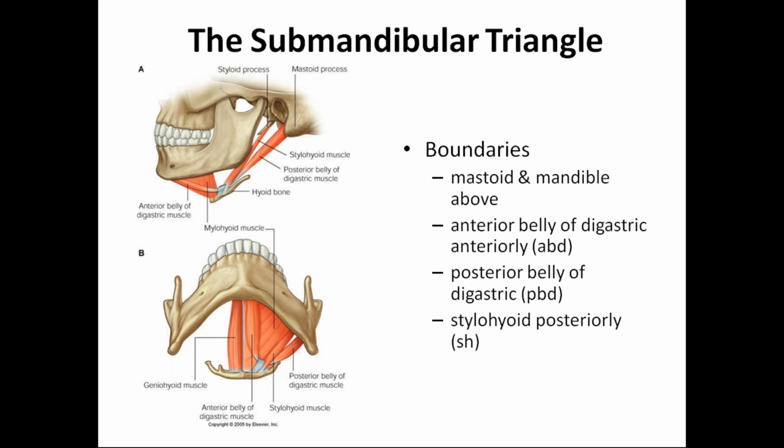So coming to the submandibular triangle. What are its boundaries? Above, it is bounded by the mastoid and the mandible, whereas anteriorly it is the anterior belly of the digastric muscle, and the posterior belly of the digastric, and posteriorly the stylohyoid.